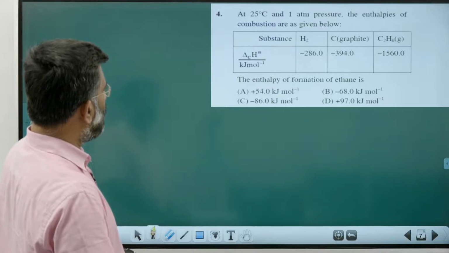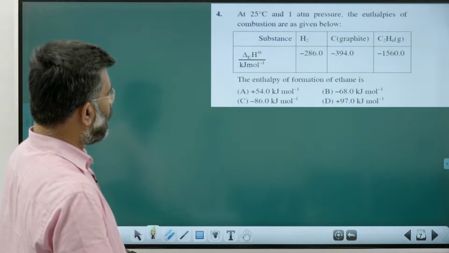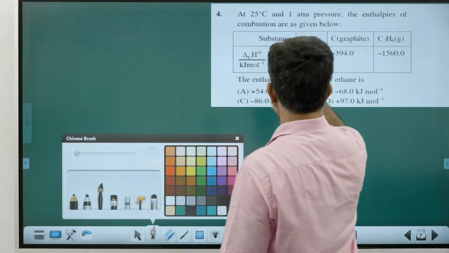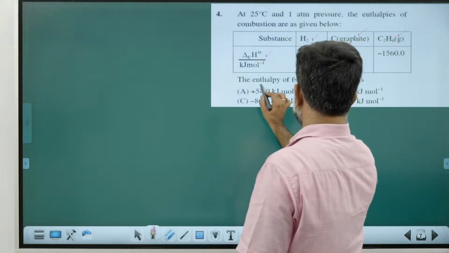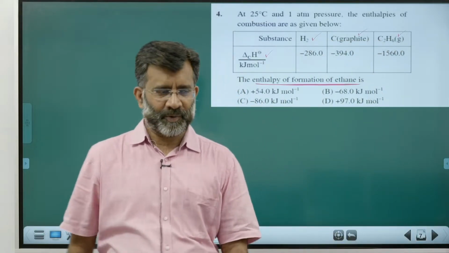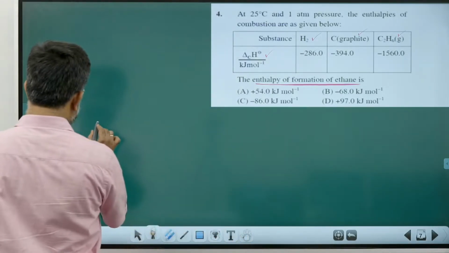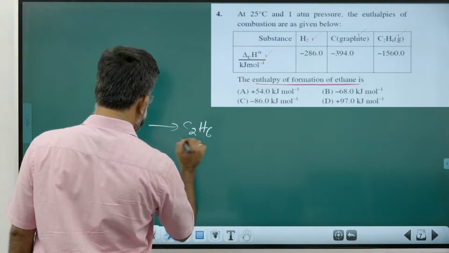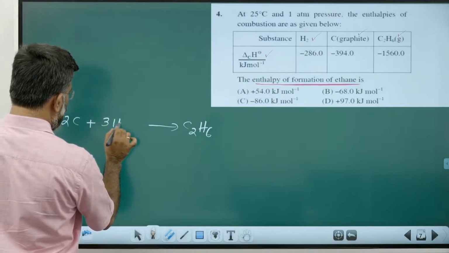You see, enthalpies of combustion for hydrogen, carbon, and ethane are given. We are asked, what is the enthalpy of formation of ethane? How do we find it out? Ethane formation: C2H6 requires 2 carbon and 3 H2.